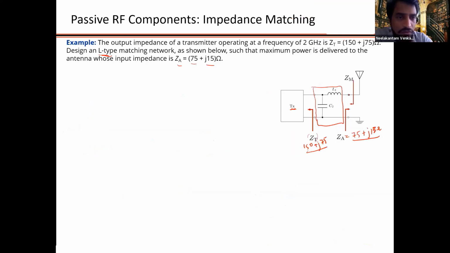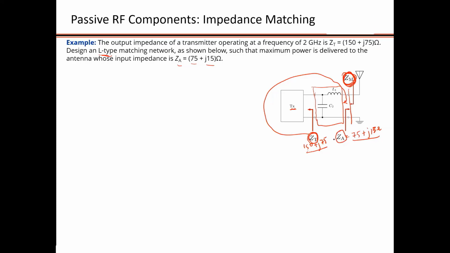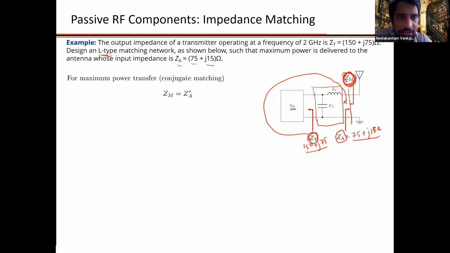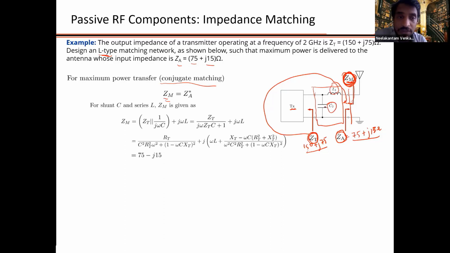So on that note, whatever ZT you have here, this L network is going to transform that to appear as Zm, so that on this plane, my Zm is the conjugate of ZA. So that's what the matching network does. For maximum power transfer, which is called conjugate matching, my Zm, as I see from here, should be the conjugate of ZA. Then I can go ahead and decide what should be my inductance and what should be my capacitance.